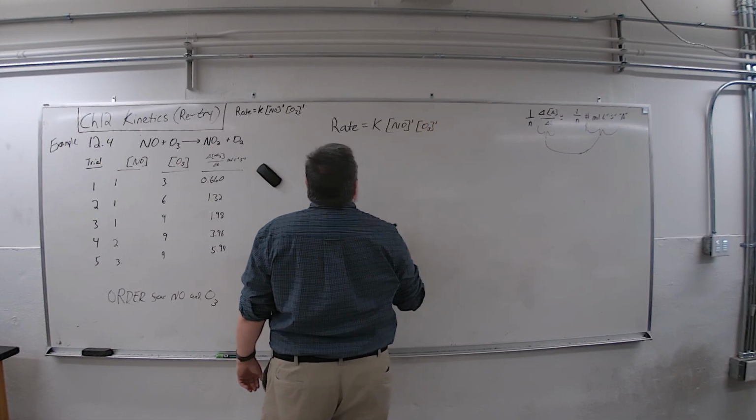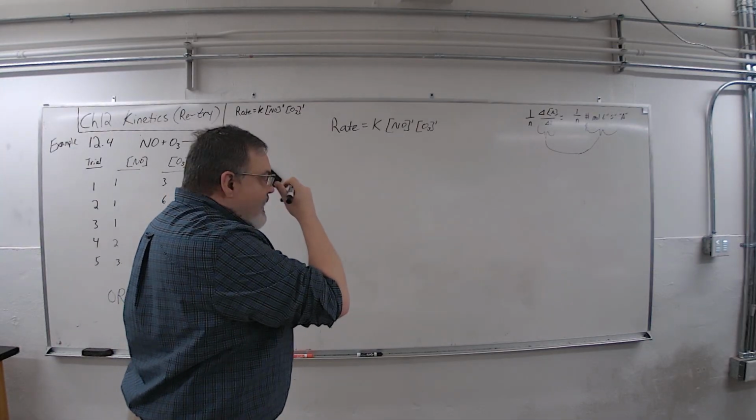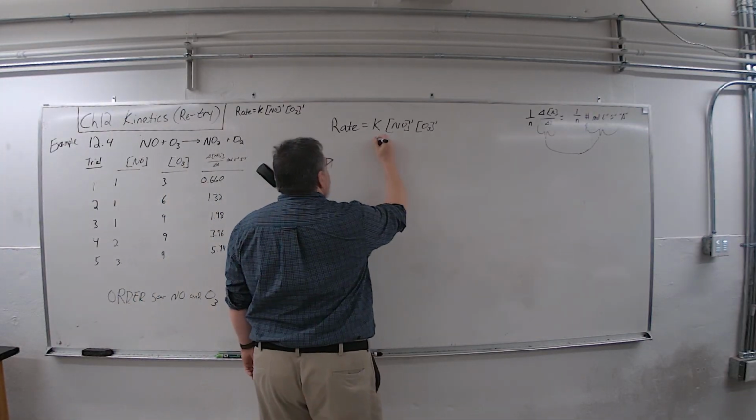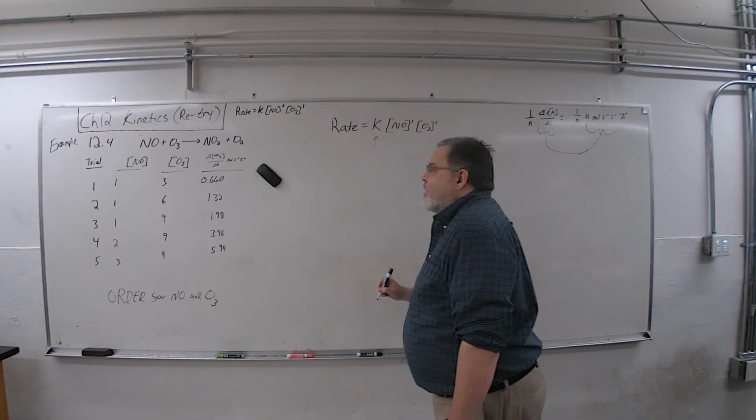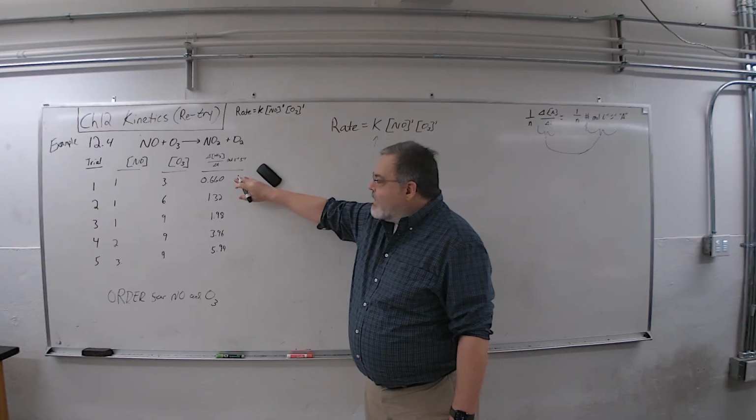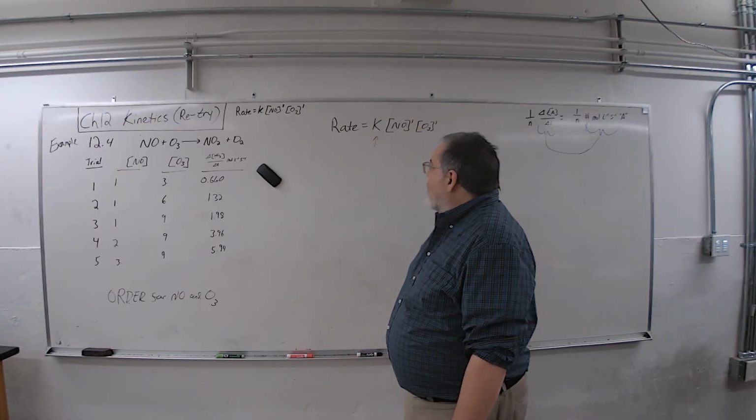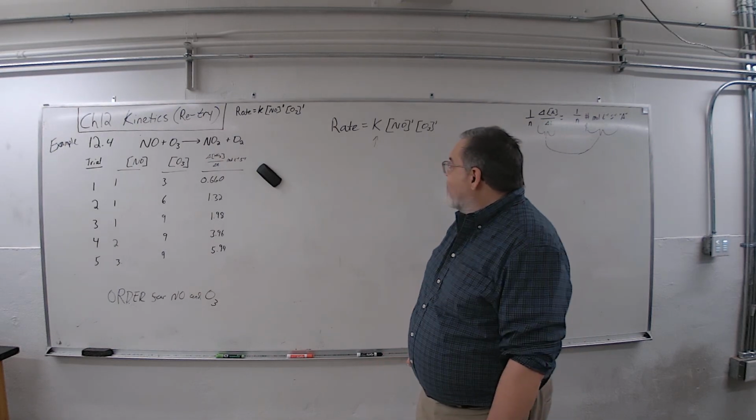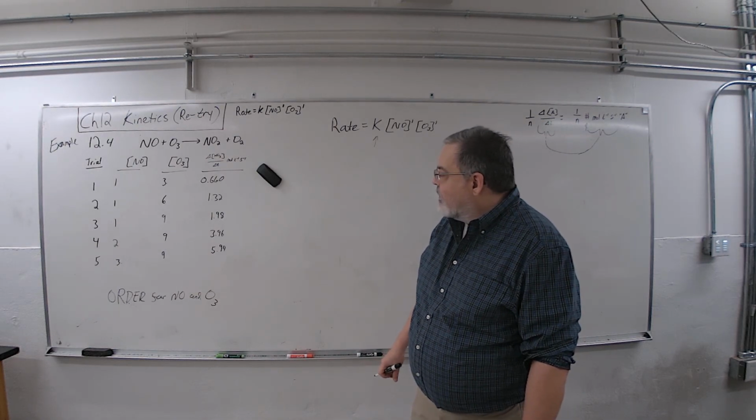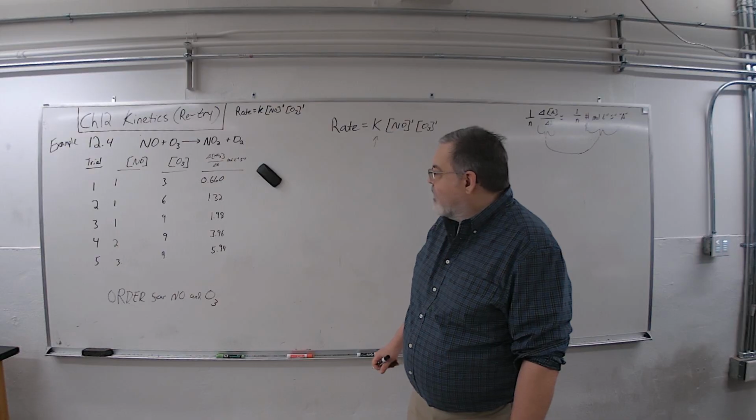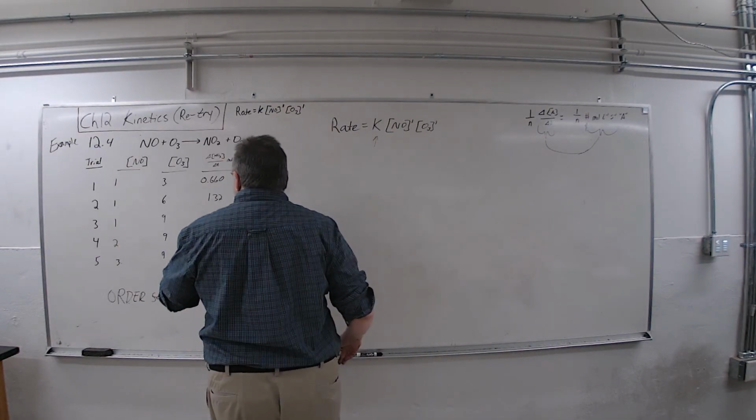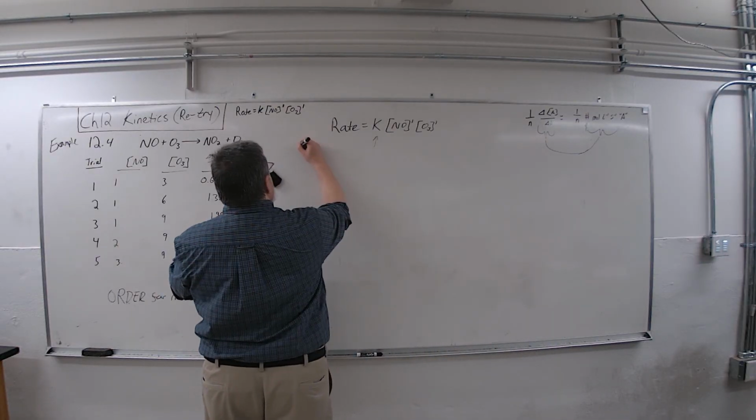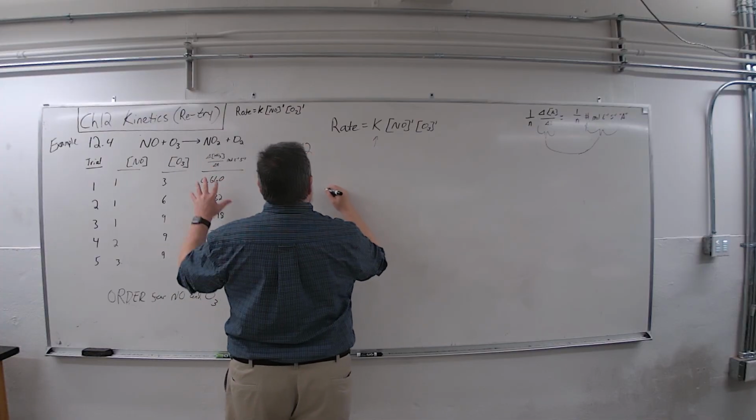So this is what we found out. The last question is to find K. If you find K, you can pick any one of these you want. I'm not sure any one of them makes it any more simple. Let's just pick one. Let's just use number 2. I chose that. I could have used any one of them.